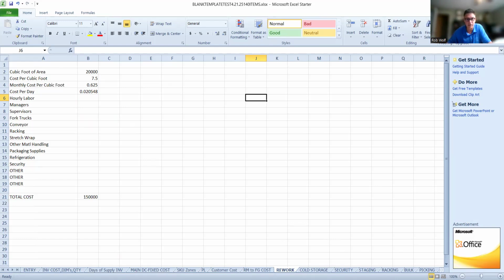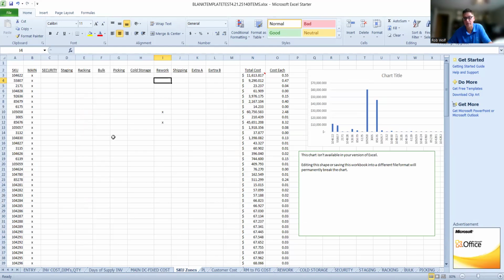Once we get that going, now this is going to be a manual operation for me, but I don't know any other way to do it. All SKU items default to the main distribution center. They're all going to be there. It's the other areas that matter: do these items touch them? So in this exercise, I've got this item, and down below there's another item that does go to the rework area, and that adds to the total cost.